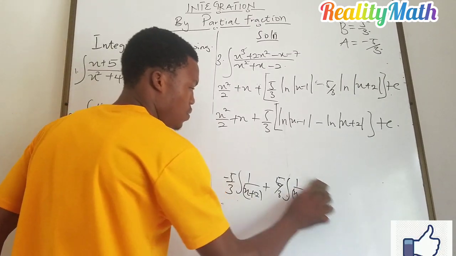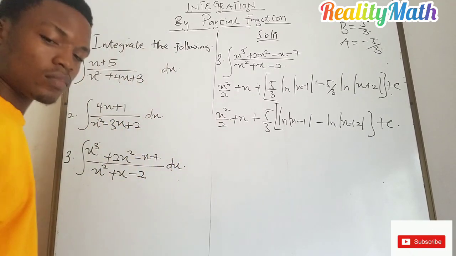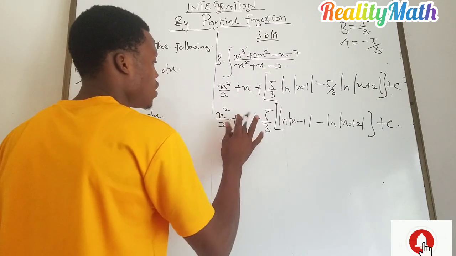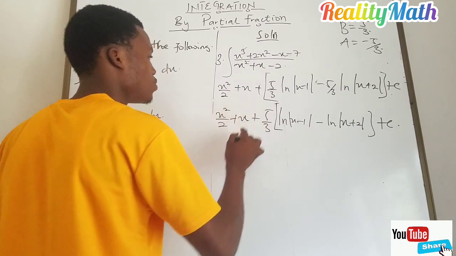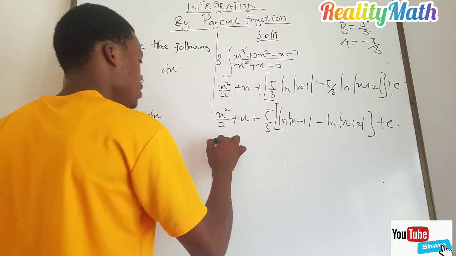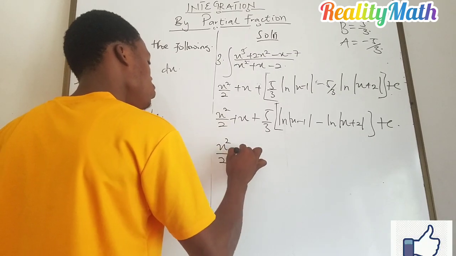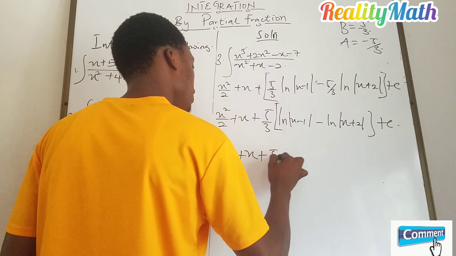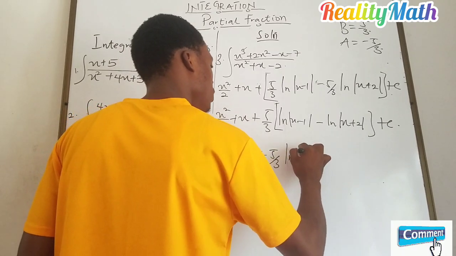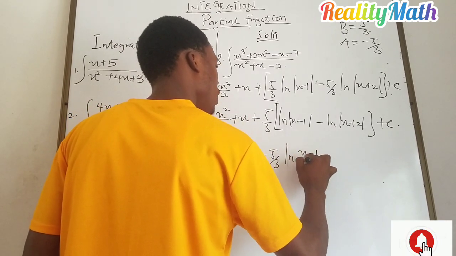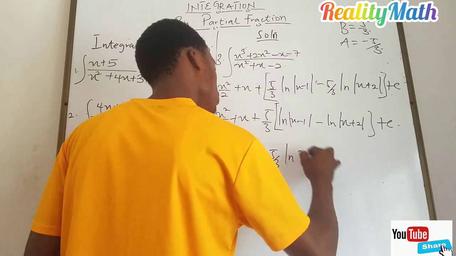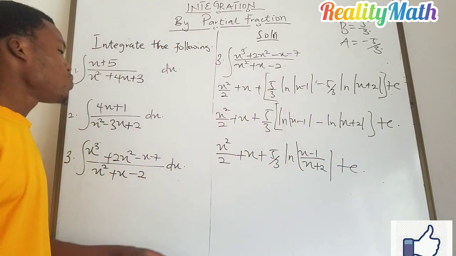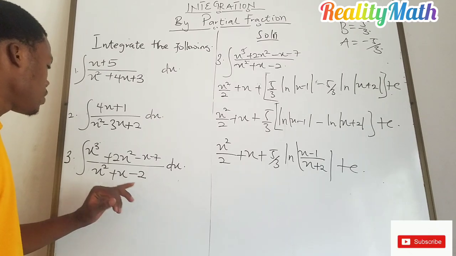Let's take this guy over here. So having that, we are going to get what? Let me put my x here. Well, we are going to get x squared on 2 plus x, right? Plus 5 on 3 ln of x minus 1 all over x plus 2 plus some constant C. So you are finally done integrating the third one.